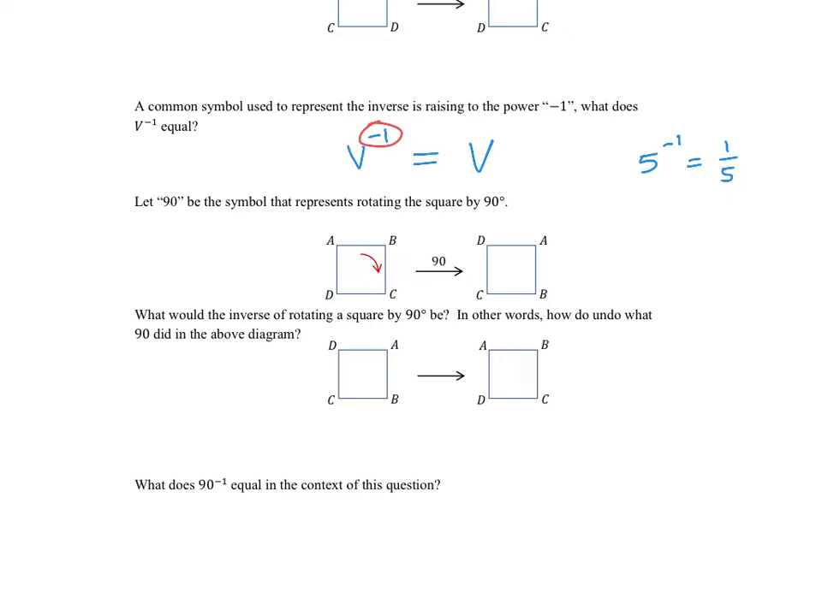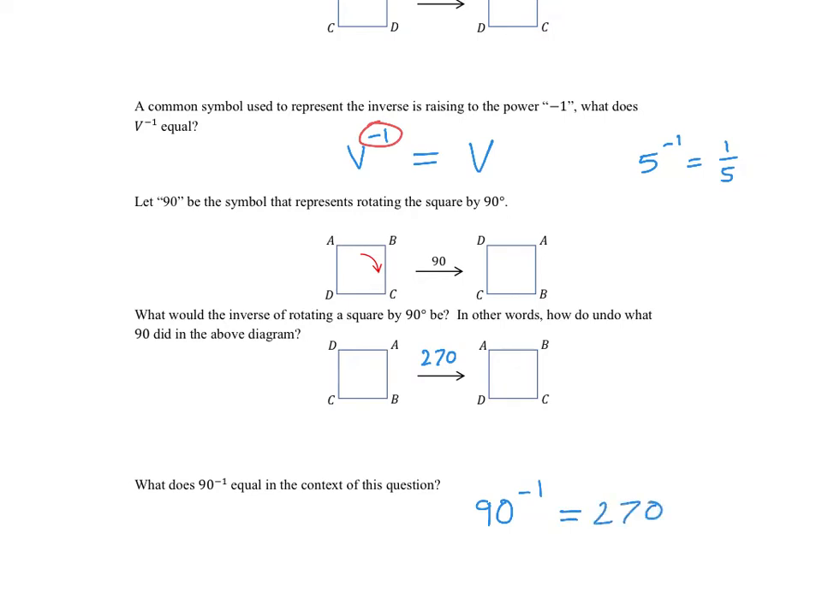Okay, so what about rotating by 90 degrees? How would we undo that? So maybe we'll track A. So notice A has landed right there in the top right. So if A has landed right here and we need to rotate it back to where it started, we would actually need to rotate by 270. So that's what undoes 90 degrees. So we can say that 90 raised to the power -1, in the context of this lecture, is actually 270.